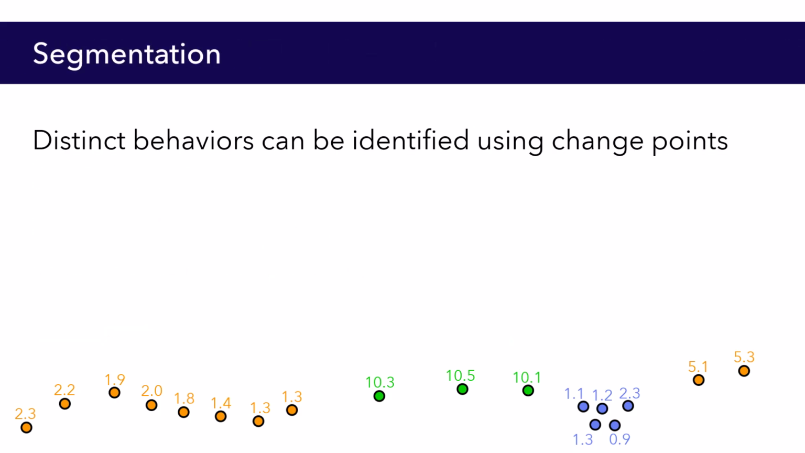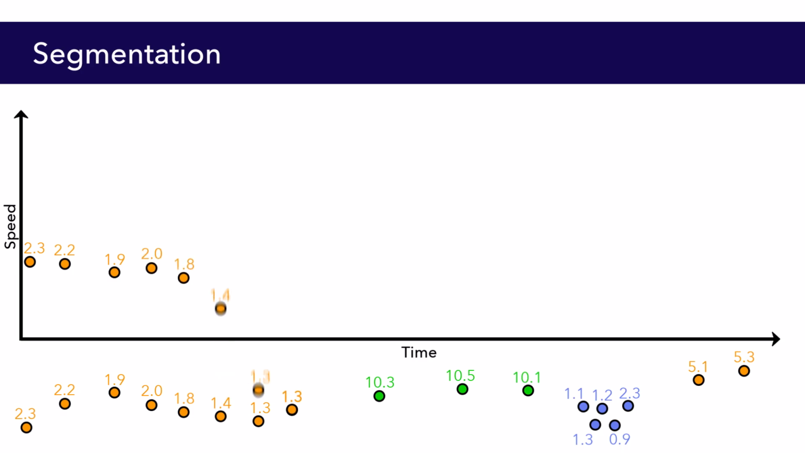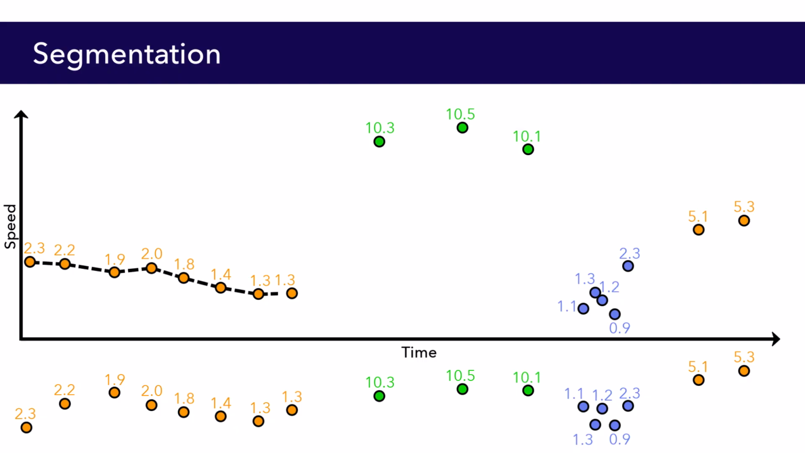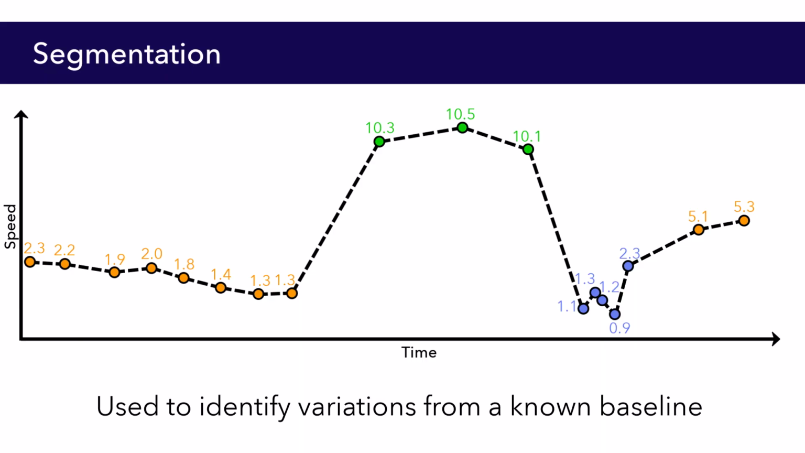One way to identify distinct behaviors is to extract change points in movement parameters along the trajectories. If we record a movement parameter such as speed over time, we then will have a time series of speed values. We call this a movement parameter profile. Then we can use this to identify variations in this profile based on how much the values deviate from a baseline, for example, from 0 or from the average of speed values.